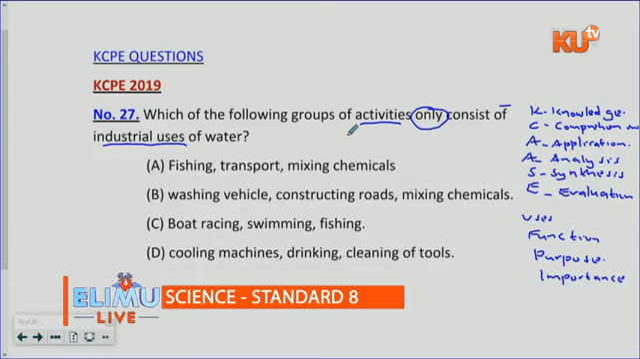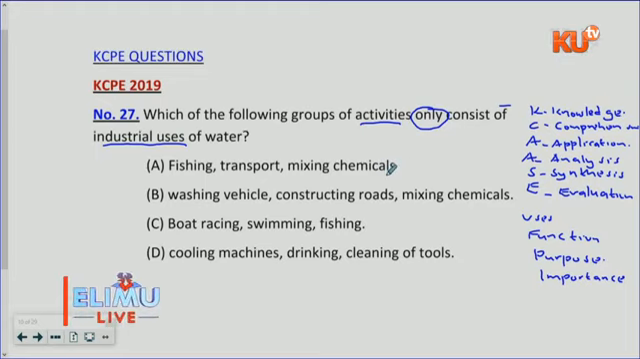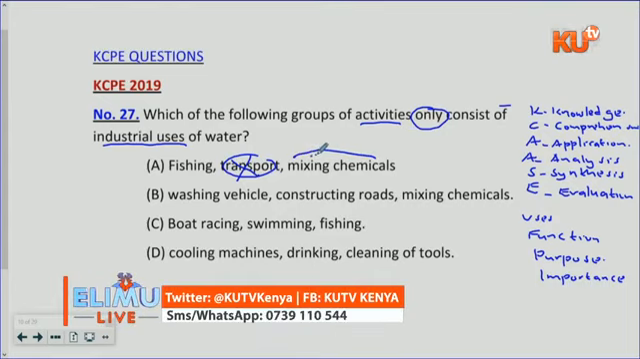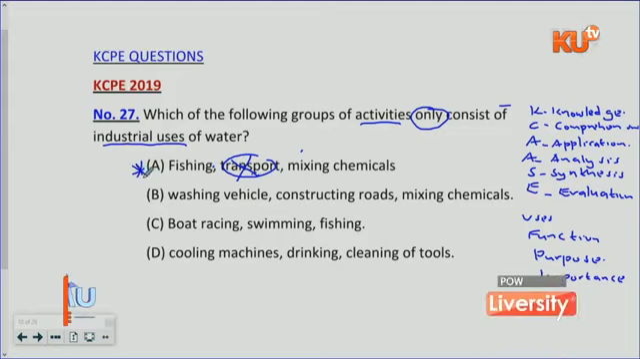One, they want industrial uses of water. We learned about uses of water for transportation. We learned about uses of water in industries, in the farm, at home. I can begin with choice A. Transport is one of the uses of water, for transportation. Mixing chemicals again, we learned it is a use of water in industry and farm. But this one you can leave because it's both for farm and industry. But the main distractor here is transport. Fishing, we said sport fishing is recreational. But because of this transport, I eliminate choice A. I know this one cannot be the answer.